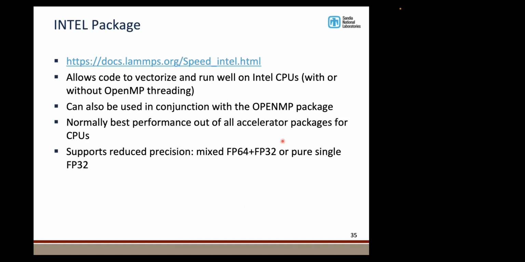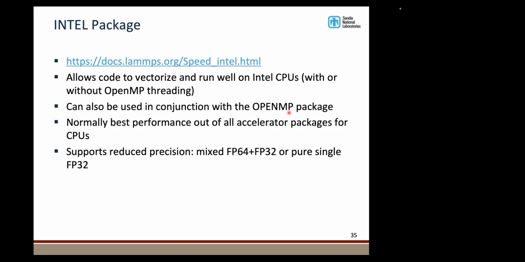Okay, very similar to the OpenMP package, the Intel package. The main difference with the Intel package is that it allows the code to vectorize very well on Intel CPUs and even non-Intel CPUs, with or without OpenMP threading. You can even use the Intel package in conjunction with the OpenMP package. So if you're running on an Intel CPU or even any CPU, then this accelerator package is probably the fastest.